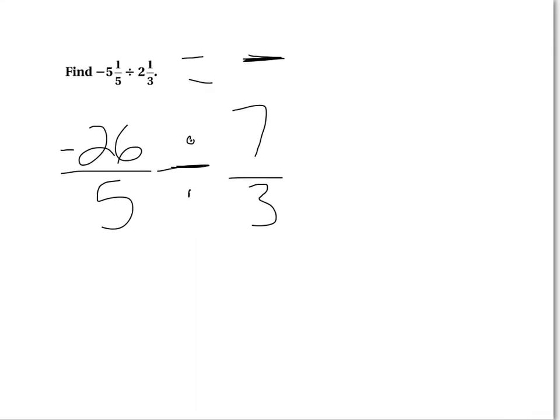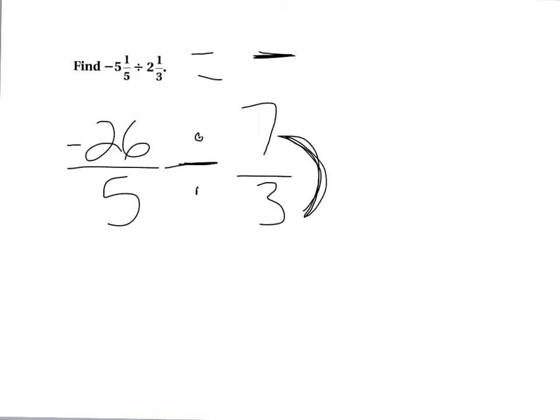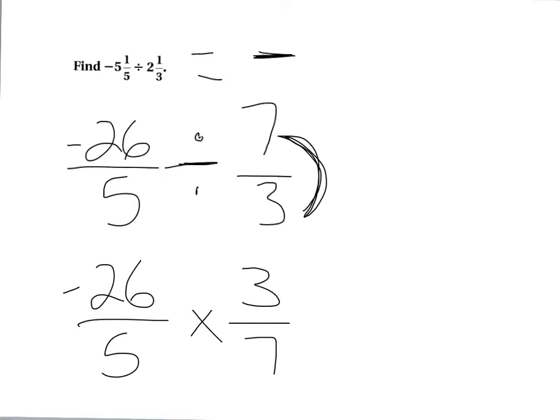Here's the great thing about multiplying and dividing fractions. You do not have to find a common denominator. But we do have a slight issue. When we divide fractions, we have to multiply by its reciprocal. A reciprocal is flipping these two numbers, so it would become a negative 26/5 multiplied by the reciprocal, meaning 3/7.